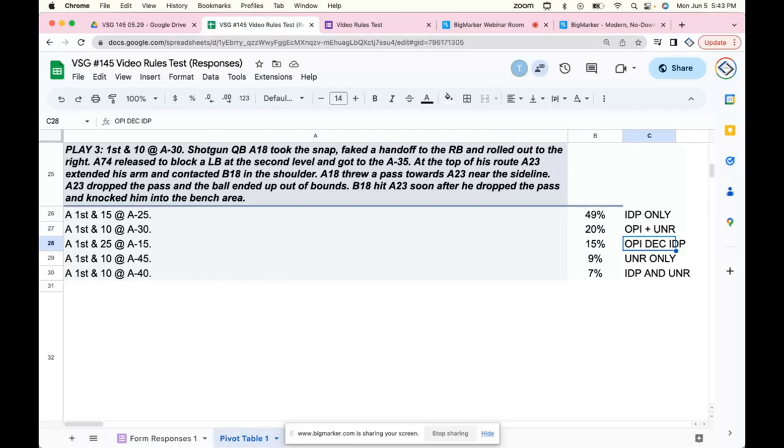Easy. 1st and 20. The UNR becomes an automatic first down, so you're going to reset it. Just so happens where you end up is where the previous spot was. Let's not get into the fact that they don't cancel that out. Don't do that. That's being cute, right? So we called the OPI, we called the UNR. We enforced them both because it's live ball, dead ball. They don't combine to offset. They just so happen to be 15-yard penalties. And then the 49% said IDP only.